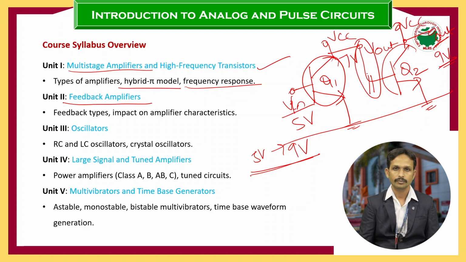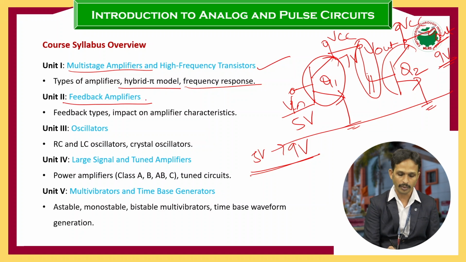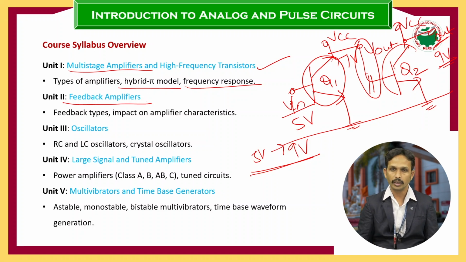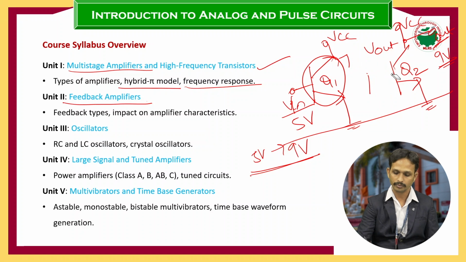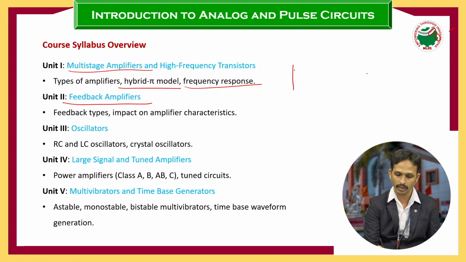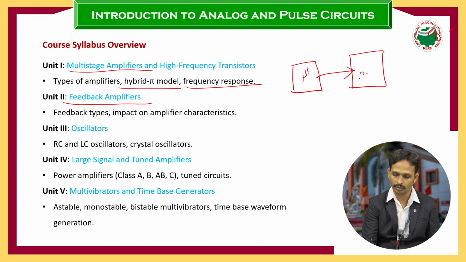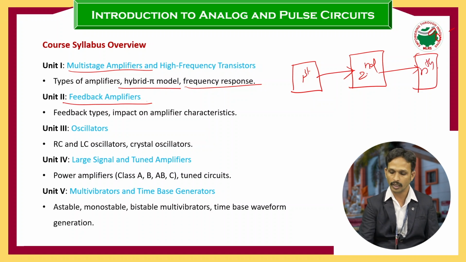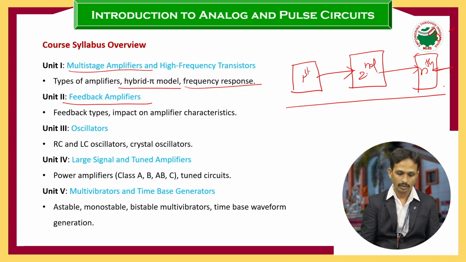Coming to unit 2, we have feedback amplifiers. Unit 2 is feedback amplifiers. In unit 1, multi-stage amplifiers are there. In multi-stage amplifiers, we can consider the first stage, and the first stage output will be given to the second stage, and likewise for the nth stage we will apply the input and take the output. Instead of taking all these stages, in the feedback amplifier the output of the first stage is given directly to the input of the first stage.